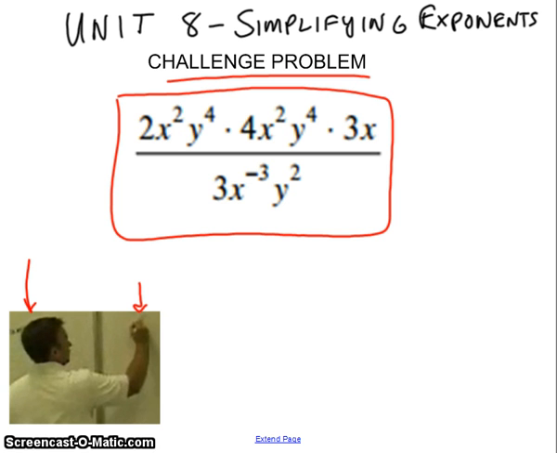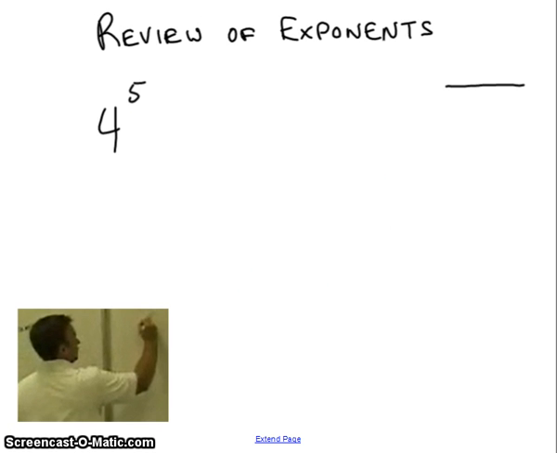All right, if not, what we're going to do is learn how to manipulate this and make it a little easier to work with. In the end, after you simplify this, you should get 8x to the 7th y to the 6th. A lot easier to use than all this mess right here. All we're going to do is learn how to simplify exponents with different properties. The first thing we're going to talk about is exponents themselves.